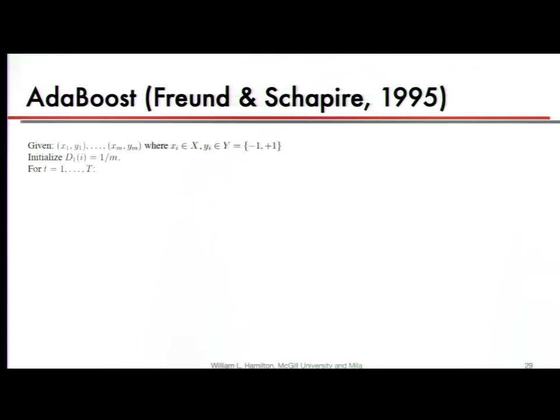So again, the idea here is we're given some training set. We have a bunch of x's and y's, and then we have a weight associated with each training point. This weight in their notation is D. So D1 is the weight of the first iteration. The weight of point i is 1 over m. So we're giving every point equal weight at the beginning.